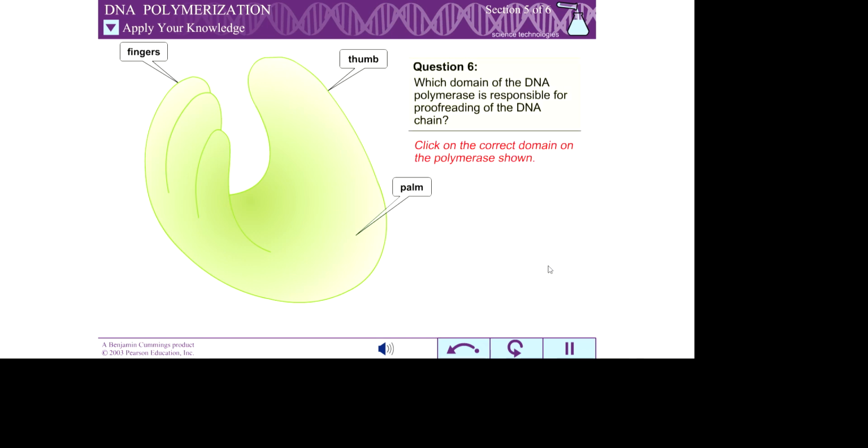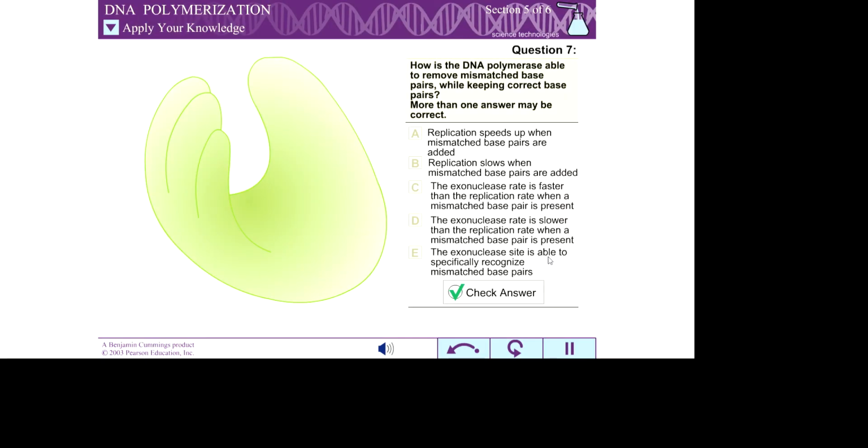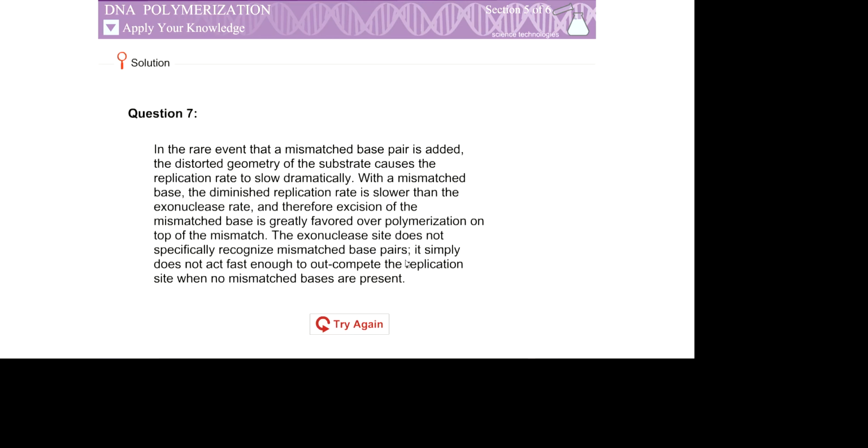Question 6. Which domain of the DNA polymerase is responsible for proofreading of the DNA chain? Correct. Question 7. How is the DNA polymerase able to remove mismatched base pairs while keeping correct base pairs? More than one answer may be correct. Incorrect. You may want to review.